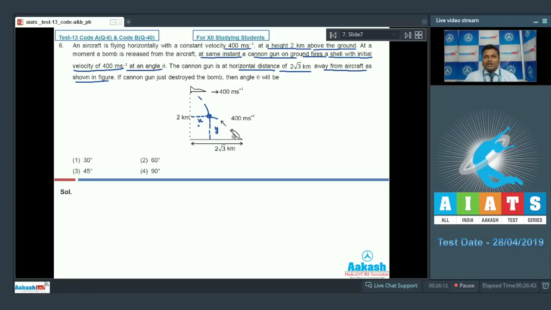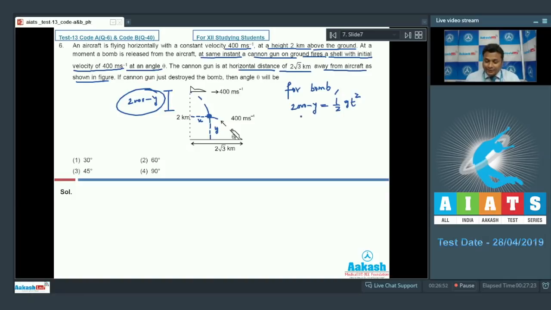Now let us calculate the vertical displacement first. So for bomb dropped from the plane, we have displacement covered, vertical will be 2 km minus y, that is 2000 minus y. So we can write 2000 minus y equals, bomb is projected horizontally, so vertical component has 0 initial velocity, so half gt square. They are meeting at time t. Now this is for bomb.